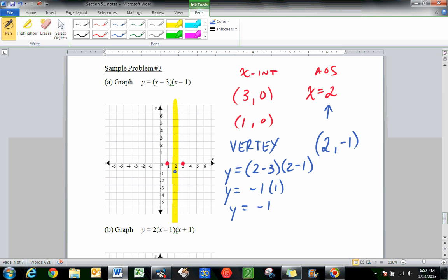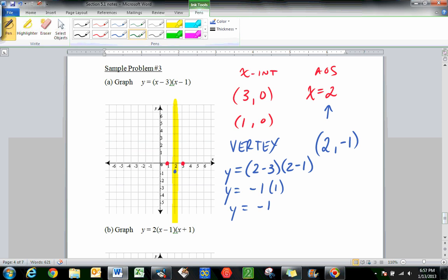In this particular situation, the vertex is very, very close to the x-axis, and it is also very, very close to the two x-intercepts. So this is a situation where if I were drawing my parabola, I could go in many, many different directions. I could go straight up, I could go sideways.